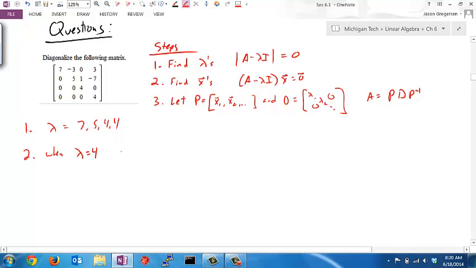So when lambda equals 4, then I have my matrix A minus lambda I, which becomes, well, I'm just really subtracting 4 along the diagonals here. So I will get 3, negative 3, 0, 3, 0, 1, 1, negative 7, 0, 0, 0, 0, 0, 0, 0, 0. I'm going to use that to find my eigenvectors. So I'm going to give you a second here and see if you can work this one ahead and finish up finding just this eigenvector.